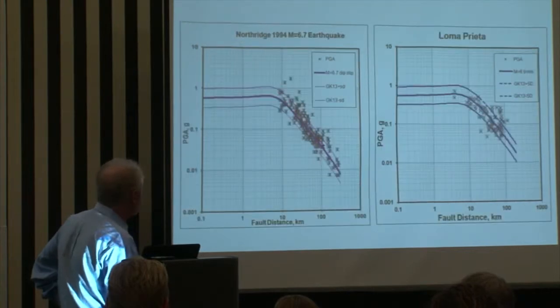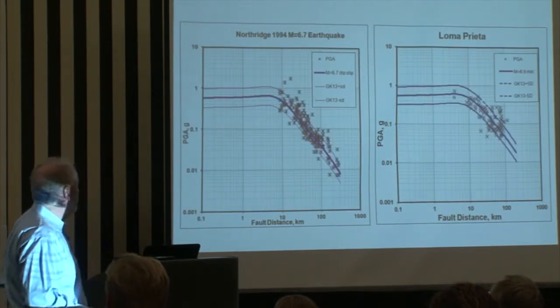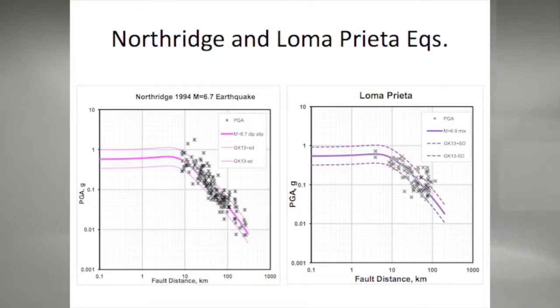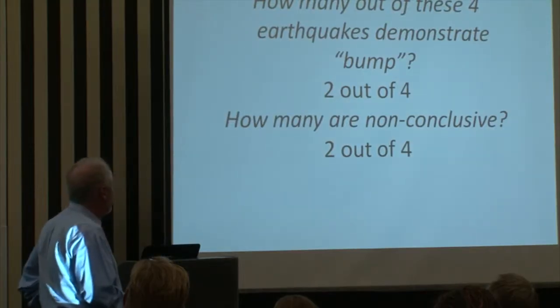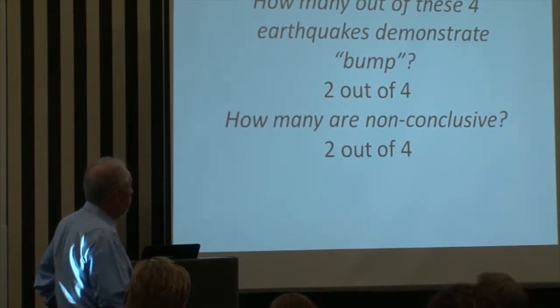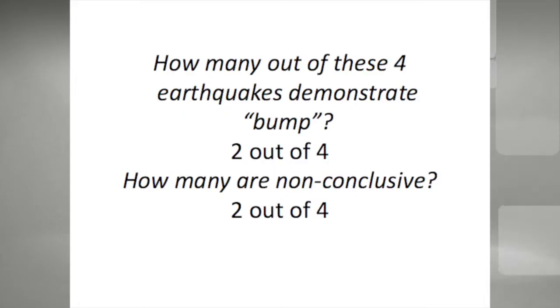Now, let's go to the two others, which are not as well recorded, but also more or less okay recorded. I would not say that they confirm the bump, but they definitely don't eliminate the idea of a bump. Now, that's a summary. How many out of these 4 well-recorded earthquakes demonstrate a bump? 2 out of 4. That's our opinion. How many are not conclusive? Another 2.